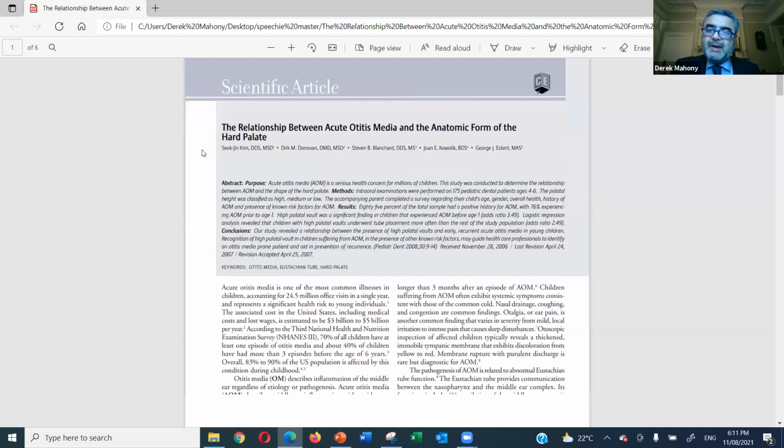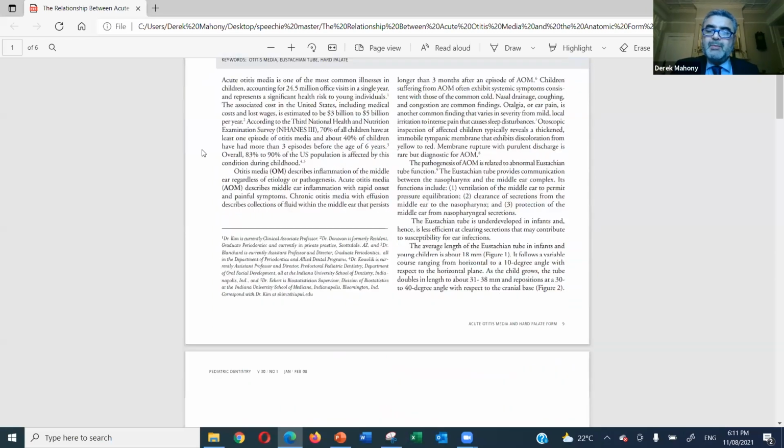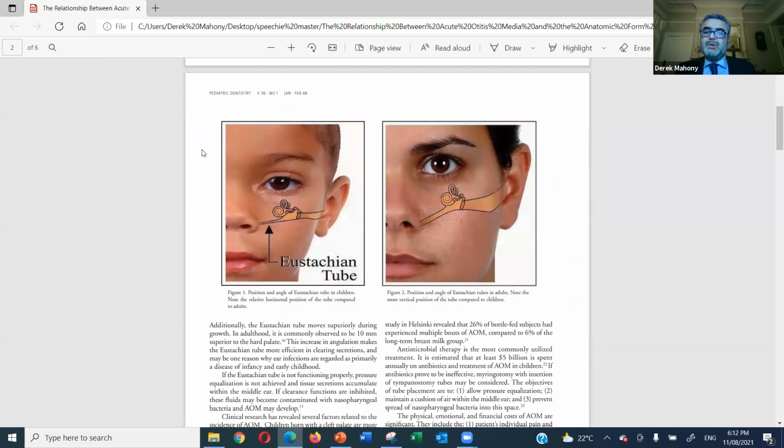And this paper will explain why. Obviously, I will go through that in more detail. But I want you to understand, in young children, the eustachian tube is parallel, so it doesn't actually drain naturally. Only when their face height increases do you see what I'm showing you there.